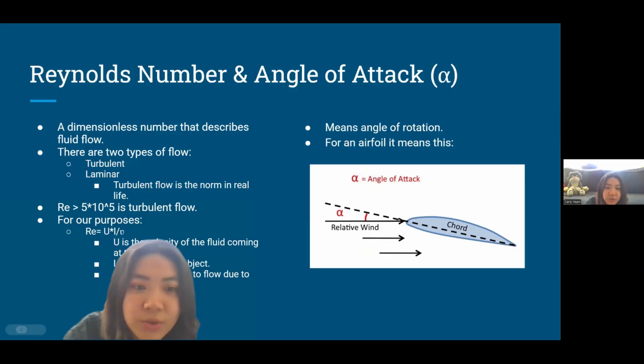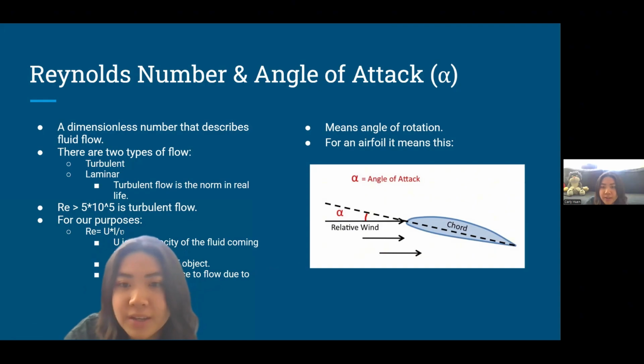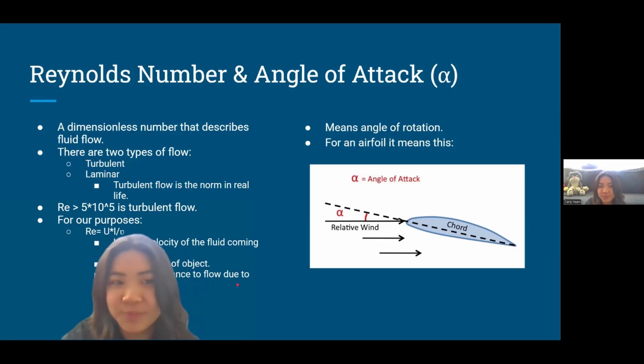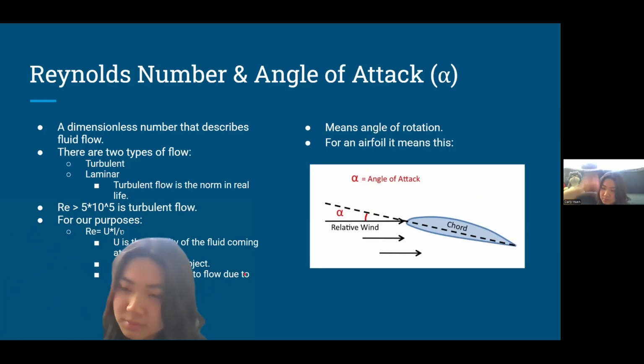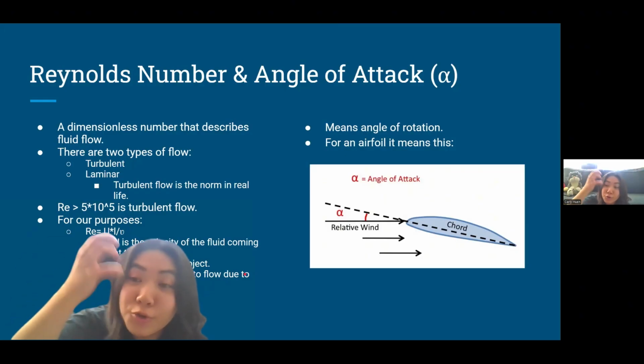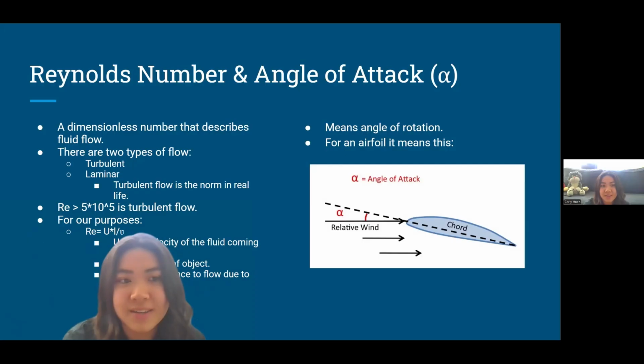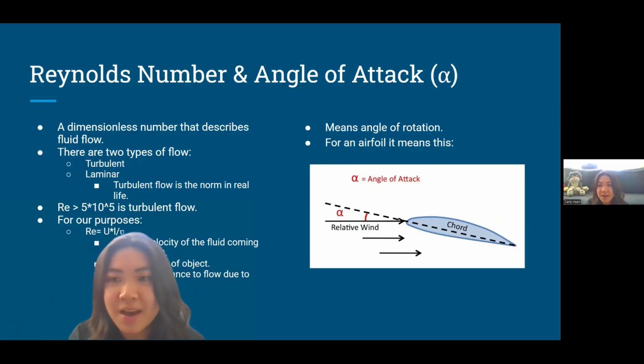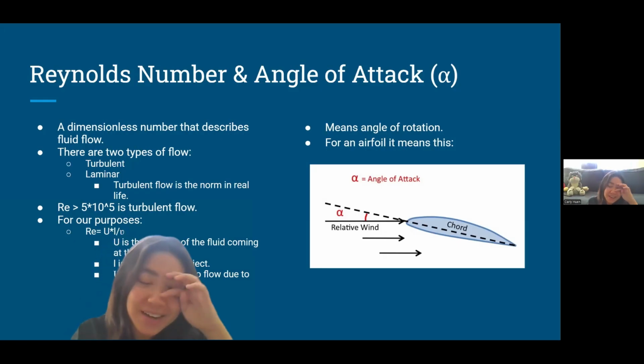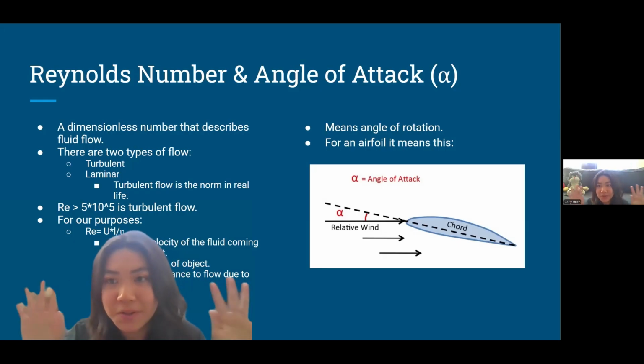Nu is the resistance to flow. So basically, how flowy is your flow? You know how water flows pretty smoothly and honey doesn't? With honey, you've got to shake the bottle. So its nu value is pretty high. Technically, by the way, it's called kinematic viscosity. I think that's right. Anyways, that's all you need to know.